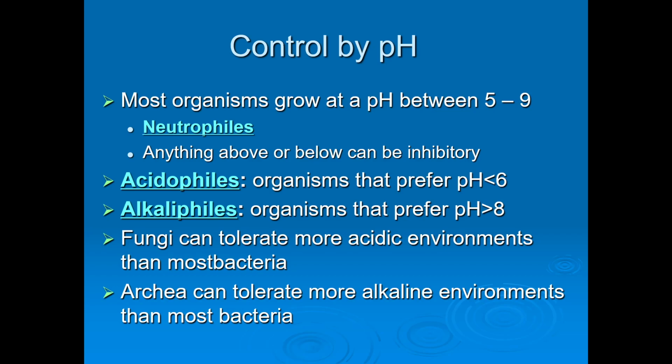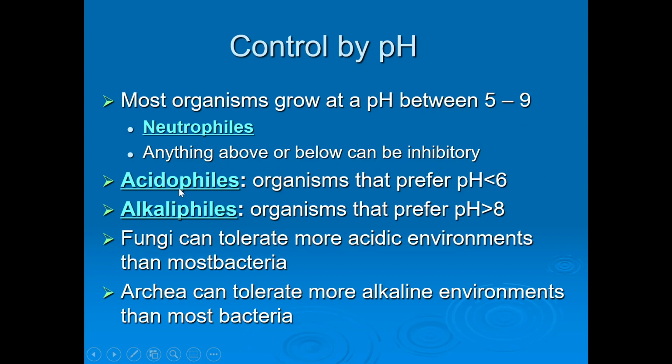So let me talk about pH. Neutrophiles, they're your average organism, right? So most of them are going to be living in your range of about 6 to 8. So mainly, most organisms are going to fall between the 5 to 9 range, but neutrophiles are going to be right in the middle, as close to 7 as possible, typically.